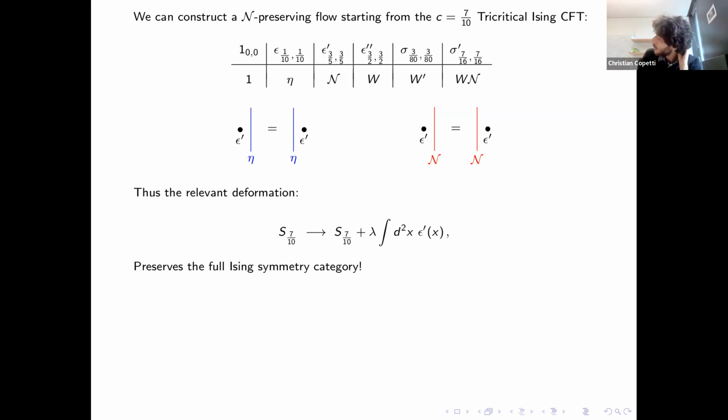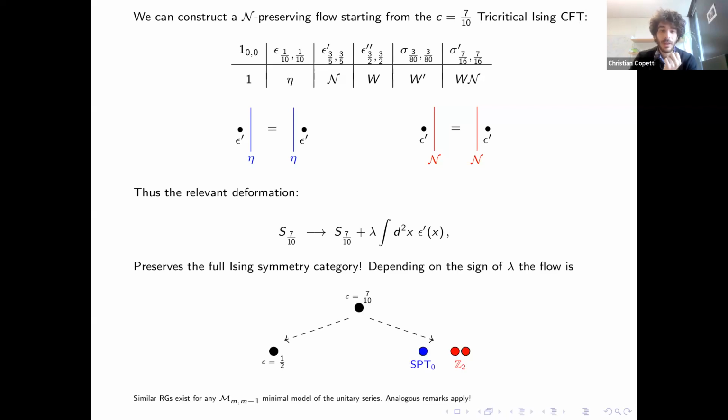This is a well-known RG flow from maybe the 70s or 80s. People could do it on the lattice essentially. And there are two possibilities. If lambda is positive, I mean, lambda is not very well defined, you have to tell me how you normalize epsilon prime. But let's say for lambda positive, you flow to the Ising model, which makes sense. It has less central charge, it has the same symmetry. But if lambda is negative, you flow to a gapped theory. And it was known that this theory has three vacua.